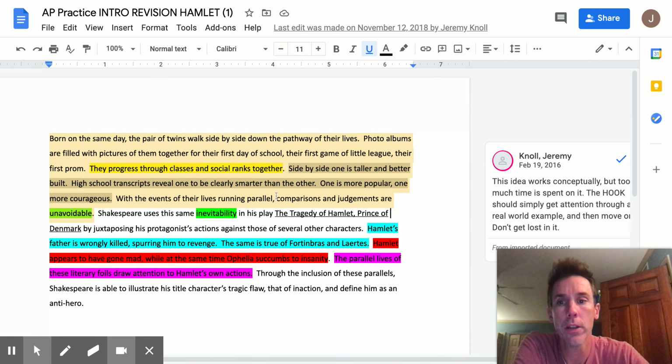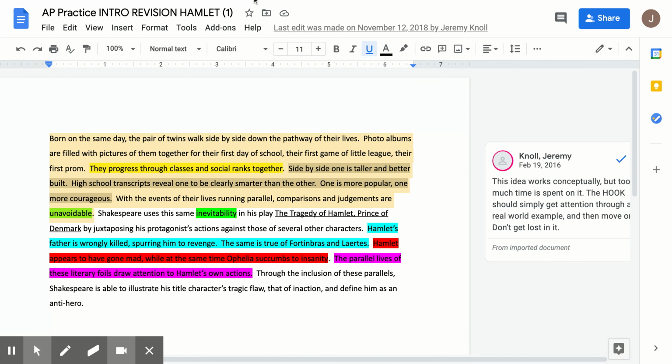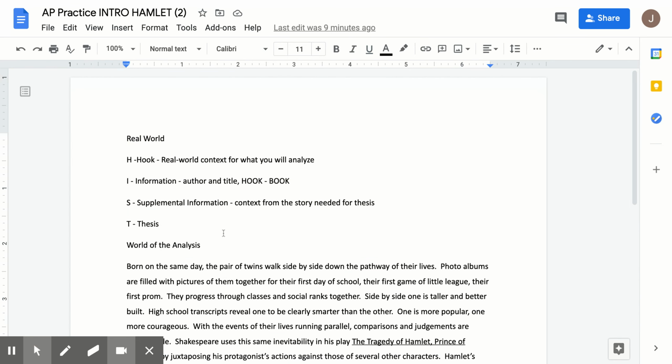Make sure that your thesis follows that structure that I showed you on the first one. So go back over to here and consider the hook. You need a real world context. You notice in that opening when I'm talking about these imaginary twins, I'm not talking about the play. I'm just talking about twins in the world in which we live. That's my point. And then from there, I'm moving into the book when I say, the same inevitability happens here. Then I provide a little bit of context, Hamlet versus Laertes and Fortinbras, Hamlet versus Ophelia, and then I give you my thesis statement. That's the progression you're trying to work through.